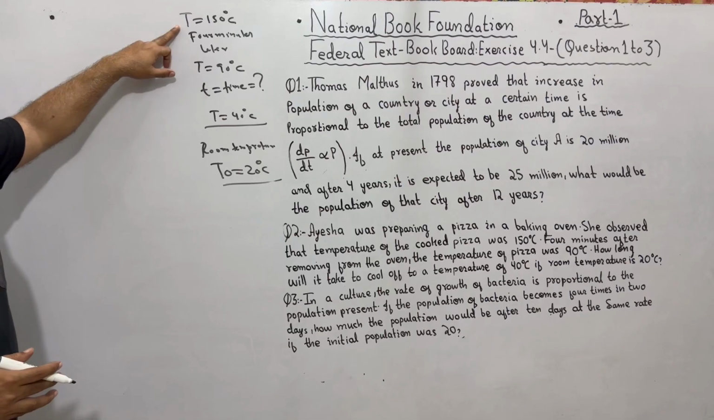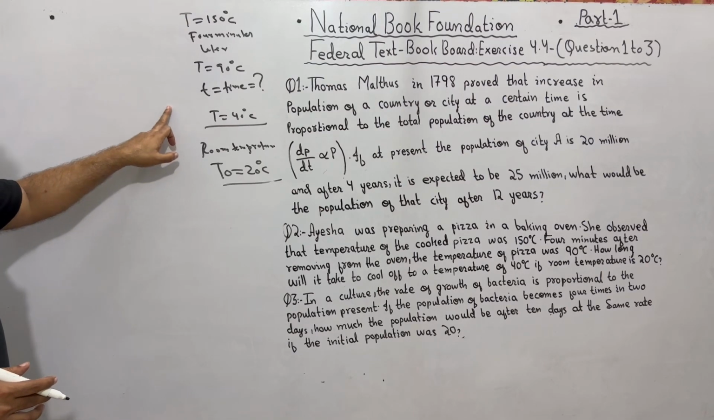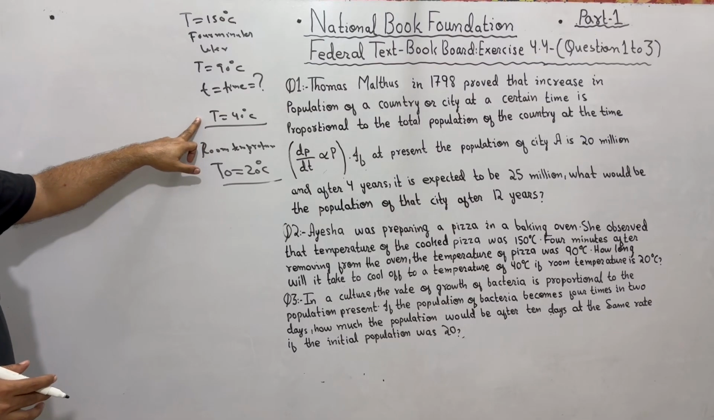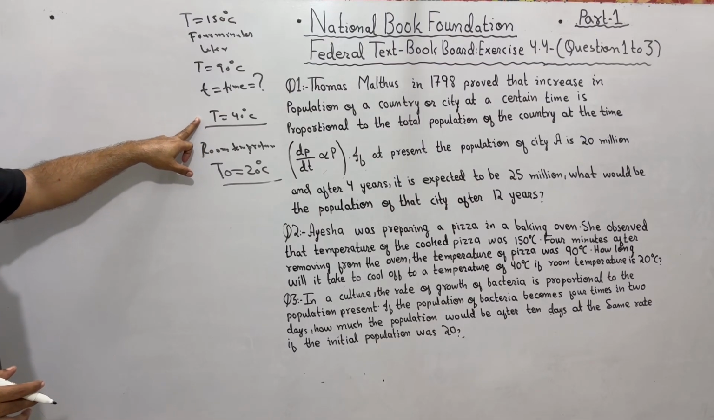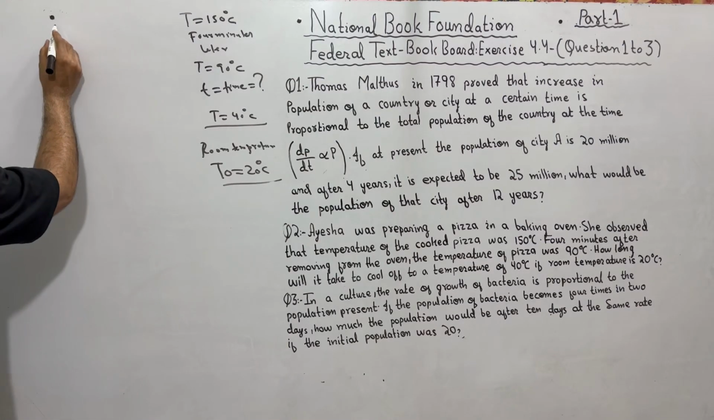When the pizza was cooked, its temperature is 150. 4 minutes later, 90. We are interested in when it would have a temperature of 40 degrees centigrade. Room temperature is 20. Let's apply the famous Newton's law of cooling.